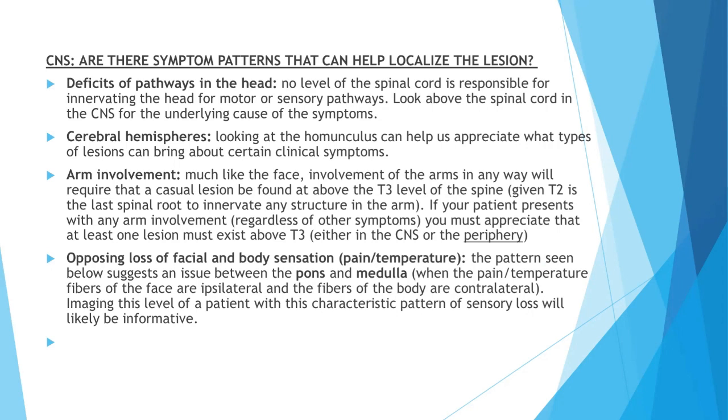Arm involvement: much like the face, involvement of the arms in any way will require that a causal lesion be found above the T3 level of the spine, given T2 is the last spinal root to innervate any structure in the arm. If a patient presents with any arm involvement, regardless of other symptoms, you must appreciate that at least one lesion must exist above T3, either in the CNS or in the periphery.